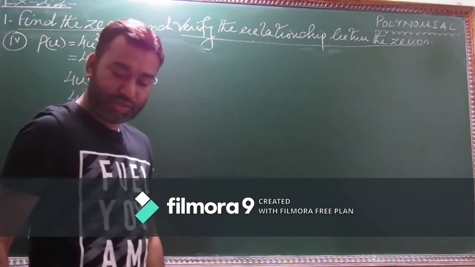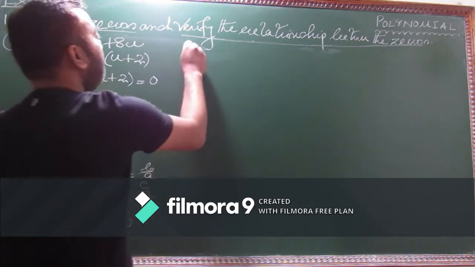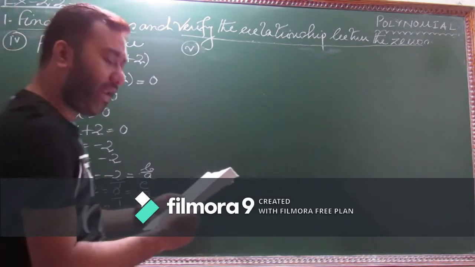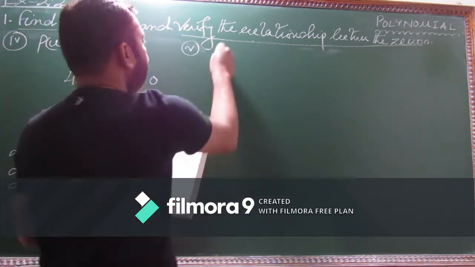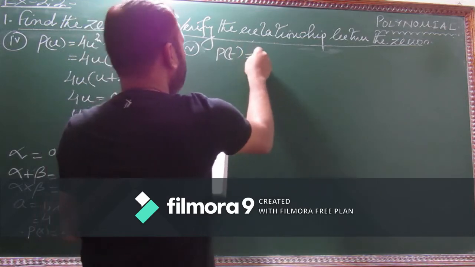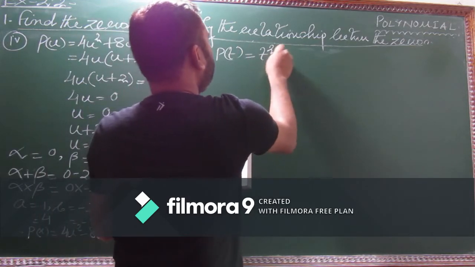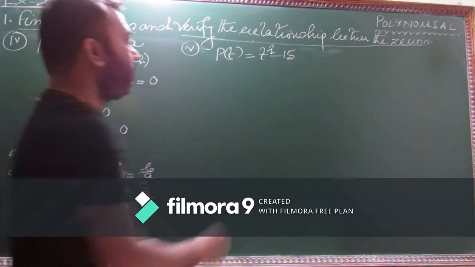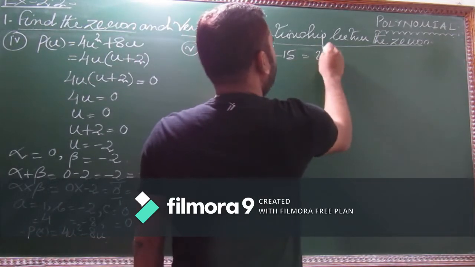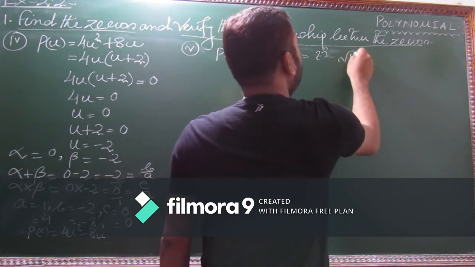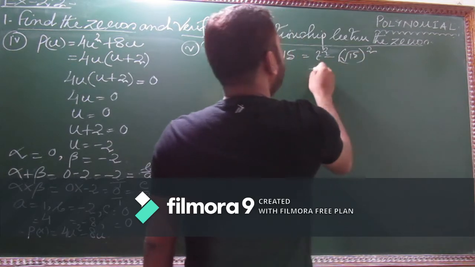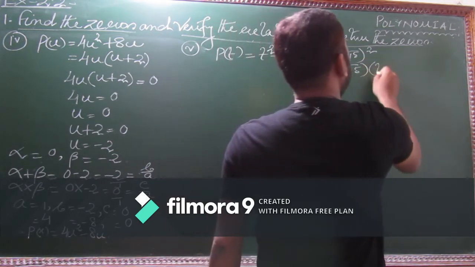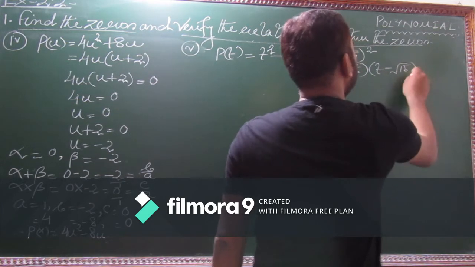Now I am going to start the fifth part. What they said in the fifth part: the polynomial is in t. So I am going to write p(t) is equal to t square minus 15. Done. Now this is t square minus root 15 the whole square. This is t plus root 15 into t minus root 15.